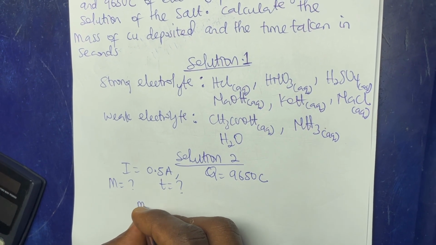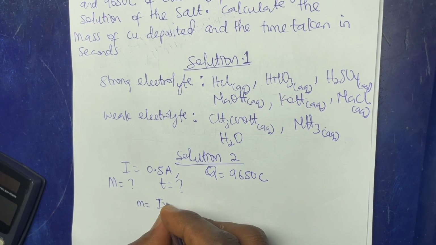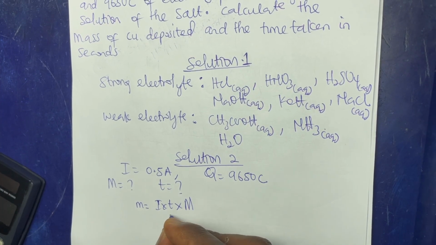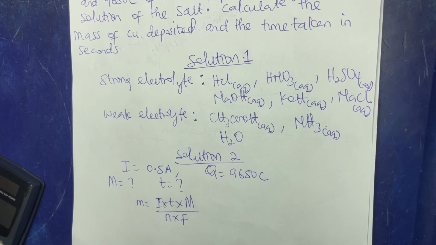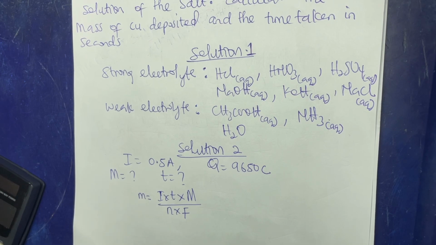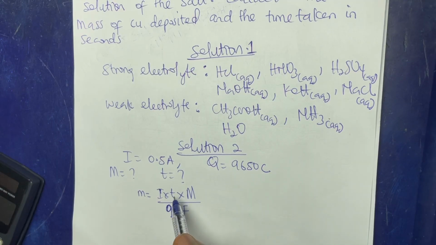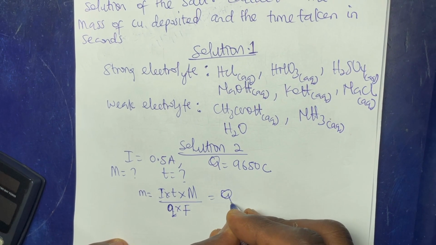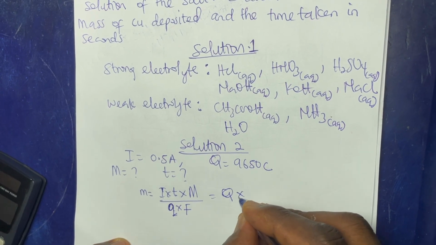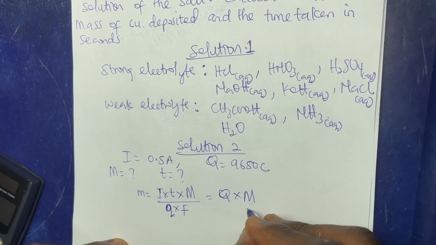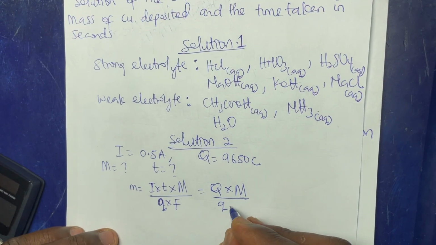Which formula are you going to use? Mass equals I times T times molar mass over N times F. Sometimes this N can be written as Q. Remember that IT is the same thing as Q, Q equals IT. So mass equals Q times capital M, where M means molar mass, all over small letter Q, the quantity of charge, which is 2 plus, and F is the Faraday.